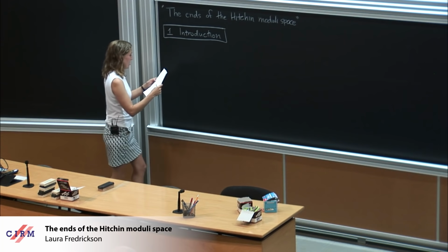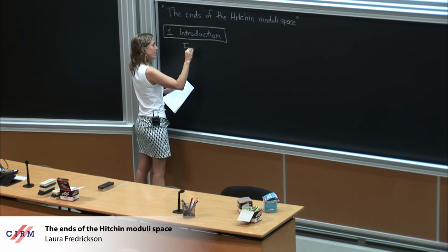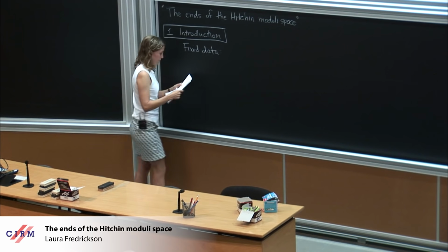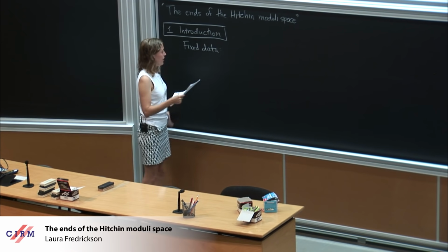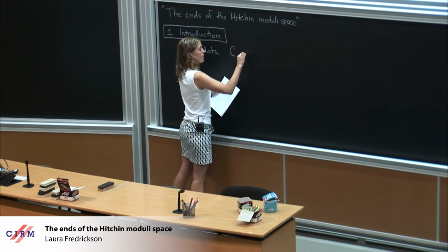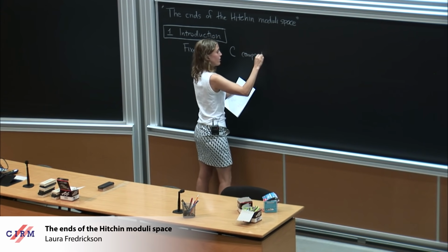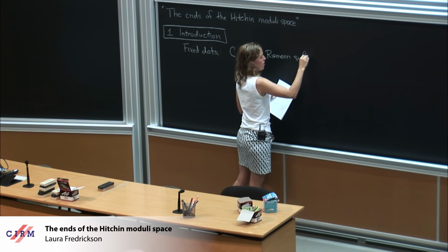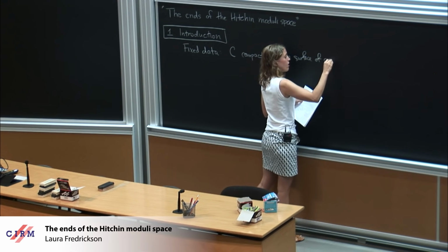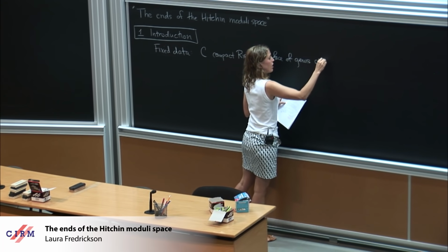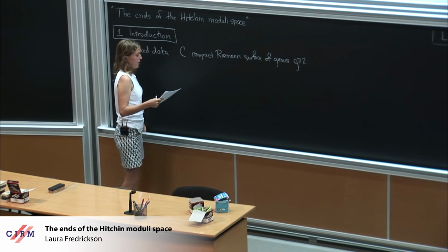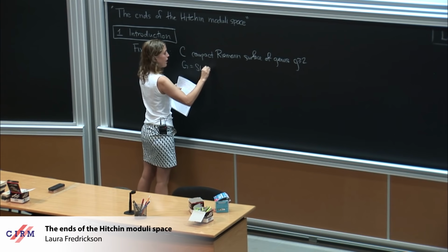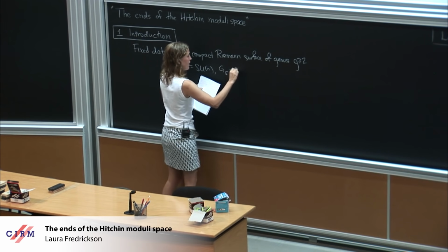Just to fix notation. So the fixed data of a Hitchin moduli space, for people who don't think about them quite so regularly, will be C, a compact Riemann surface of genus g. We'll take g bigger than 2. Our structure groups will be SU(n) and its complexification, SL(n, C).